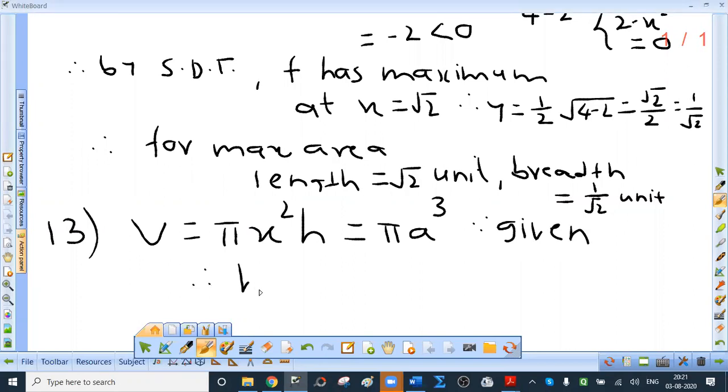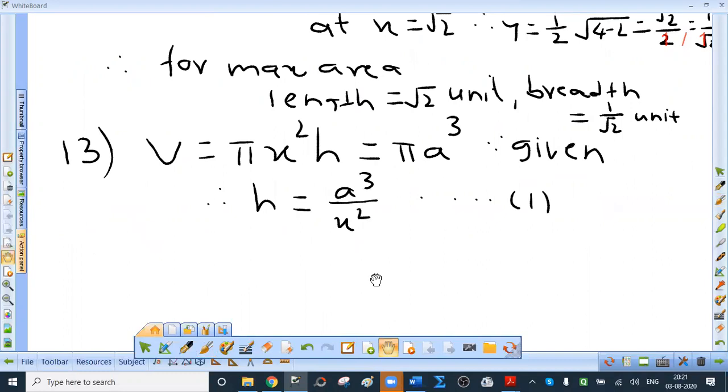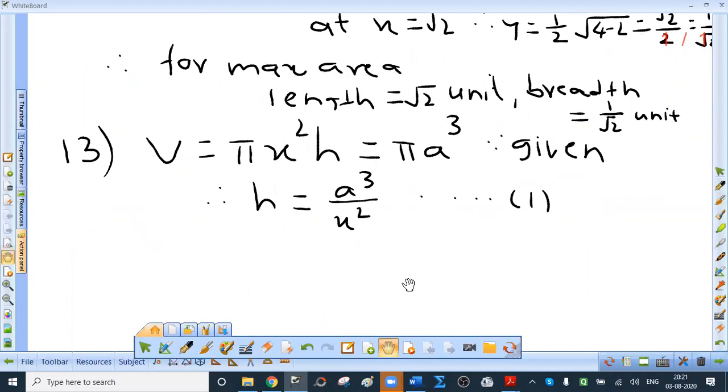Now use this to express h in terms of x. So what is h from this? It is a cube upon x square. See, this is not difficult. In each sum word problem, some condition will be given. Using that, you have to express one variable in terms of other. Okay. Should I repeat this again? Let x be the base radius, h be the height of the cylinder. So what is the formula for volume of cylinder? Pi r square h, but radius is x. So pi x square h given to be pi a cube. So that gives me h equal to a cube upon x square.